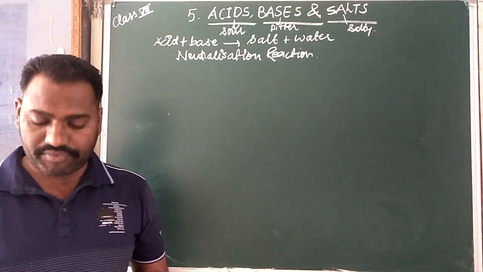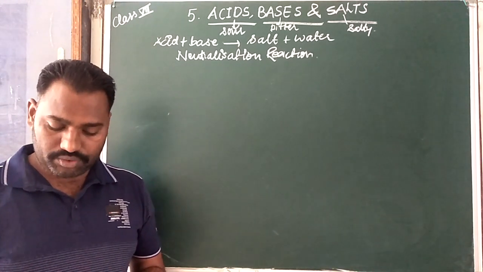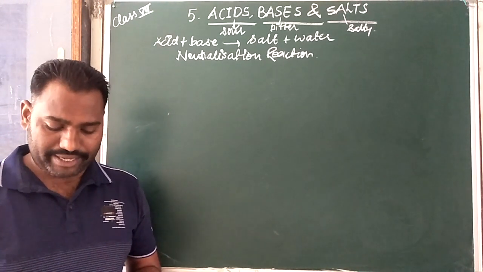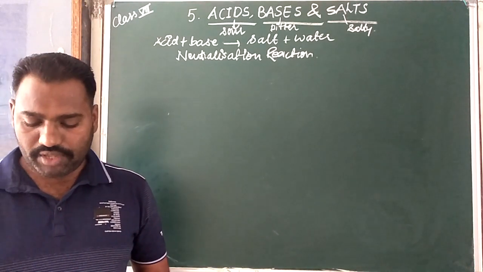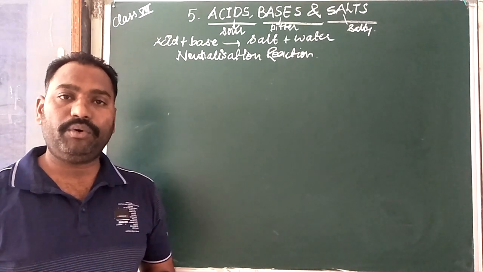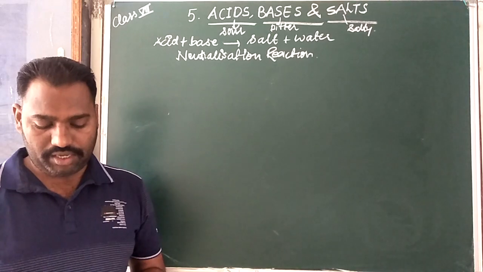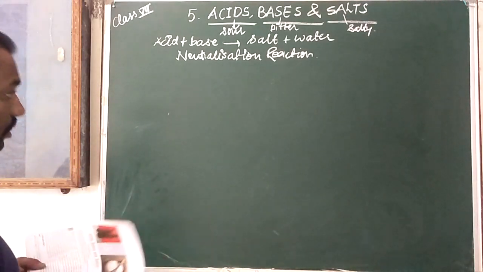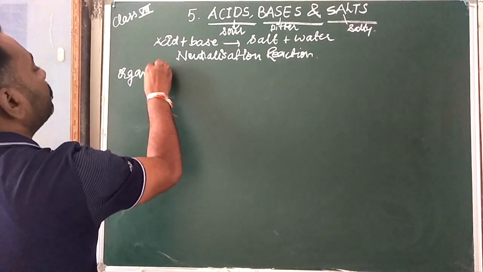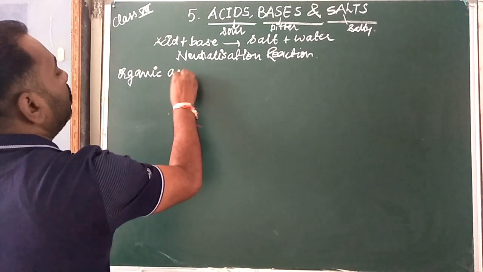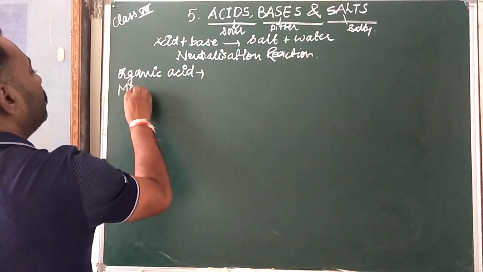Some of the acids are derived from minerals. It means they can be directly formed from minerals. They are known as mineral acids: sulfuric acid H2SO4, hydrochloric acid HCl, nitric acid HNO3, and phosphoric acid H3PO4. These are some of the mineral acids. So I have to write some examples of organic acids and mineral acids.